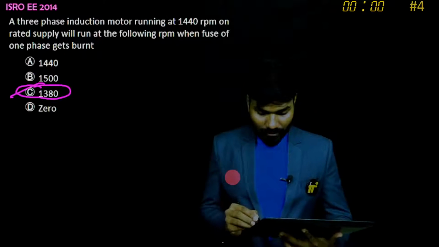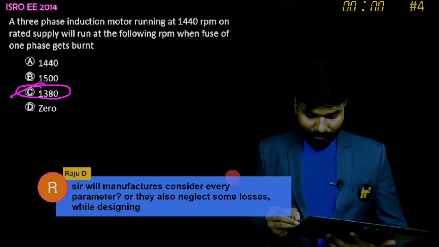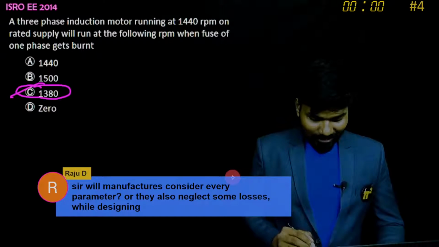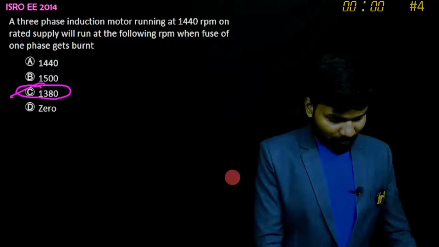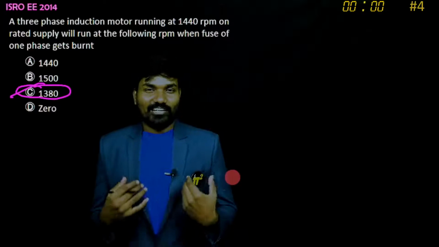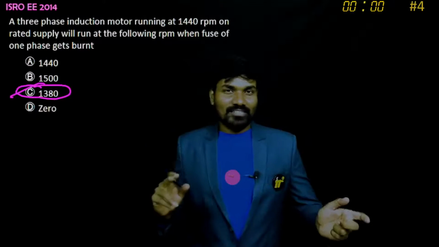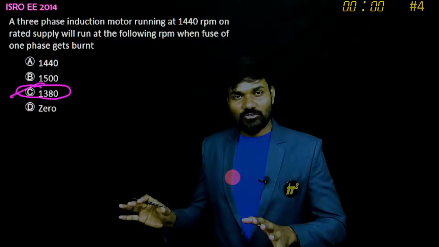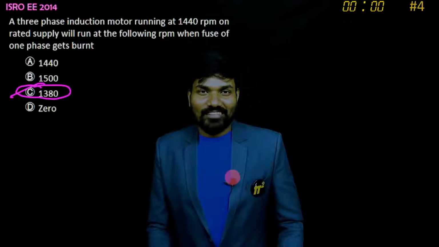Sir, will the manufacturer consider every parameter or will they neglect some losses while designing? See, we are the guys who, for the analysis purpose, keep neglecting the losses and all. For the analysis purpose, because we are engineers, we're not scientists, right? What's the difference between scientist and engineer? That's what I always used to say. Can you just tell me?